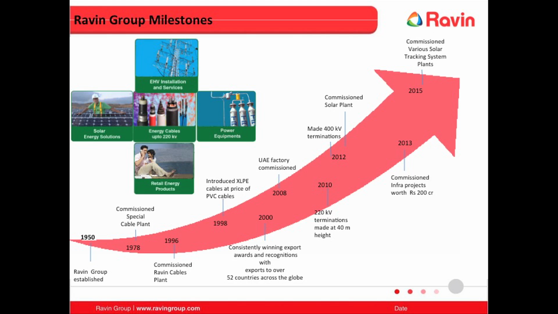Established in the year 1950, the Ravin Group operates in 5 verticals: manufacturing energy cables and supplying cable solutions up to 220 kilovolts, EHV installations and services up to 400 kilovolts, manufacturing specialized power equipments, customized solar EPC solutions with tracker systems. The group has gone on from strength to strength and has its presence with clients spread over more than 50 countries around the world.